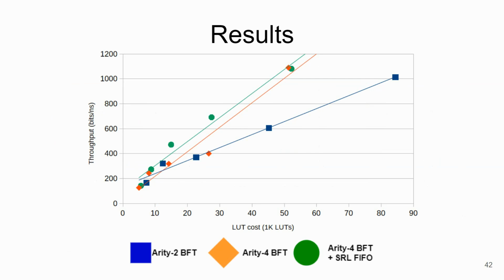when routing packets between 16 network clients. The data points correspond to different widths of switch data links, varying from 32 to 512, and we see that the throughput of Arity-4 BFT NoCs scales much more efficiently with the increasing cost of increased data width of links in comparison to Arity-2 BFT NoC, both when using shadow registers to store packets or when using SRL FIFOs.